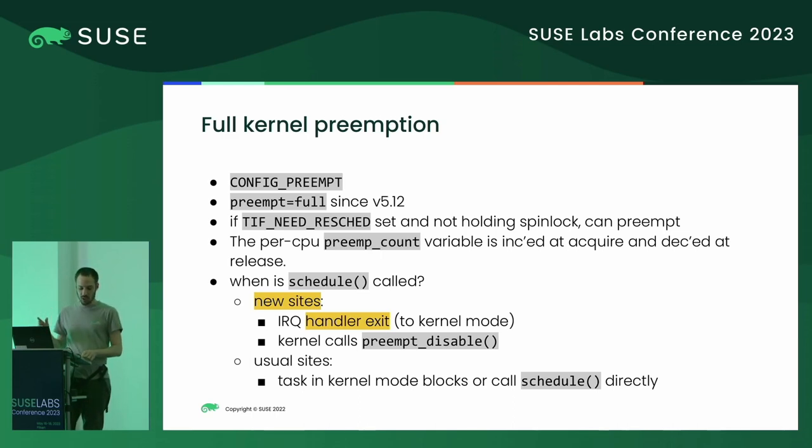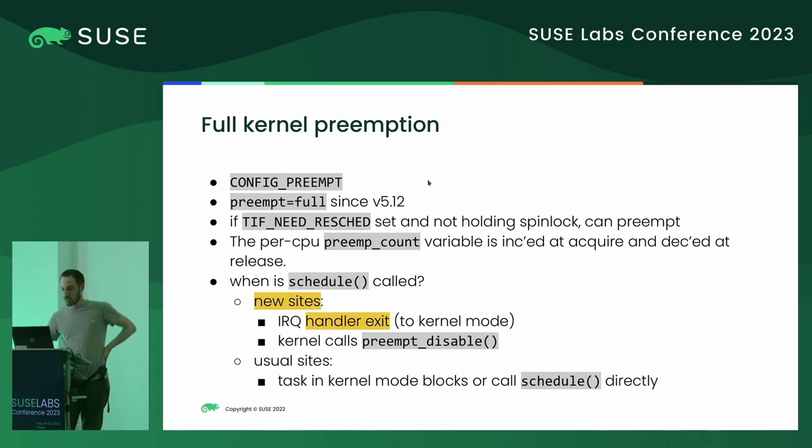Full kernel preemption was implemented in 2000s. First patch in 2000 and then merged mainline 2002. Preemption none was the original Linux 0.01 in 1991 from Linus Torvalds. Here I'm listing the config option if you want to compile your kernel with this mode, that's here. But you can also give it a command line parameter and that's a relatively recent addition.